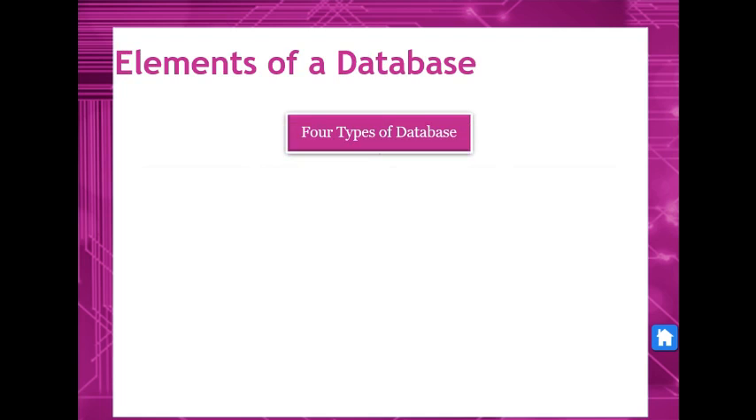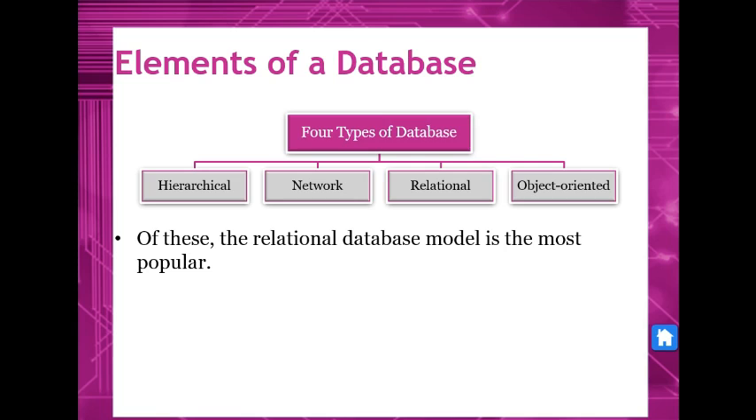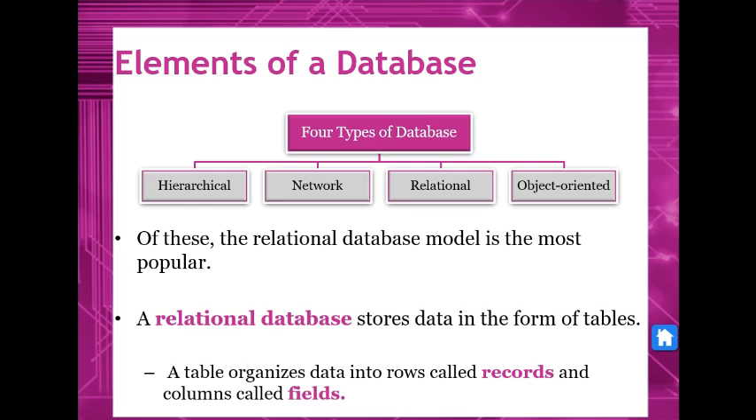Elements of a database. There are 4 types of database: hierarchical, network, relational, object-oriented. Of these, the relational database model is the most popular. A relational database stores data in the form of tables. A table organizes data into rows called records and columns called fields.